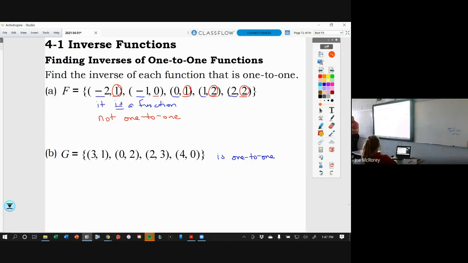So what's the inverse? You're changing the places of X's and Y's. Okay? Of all of them?